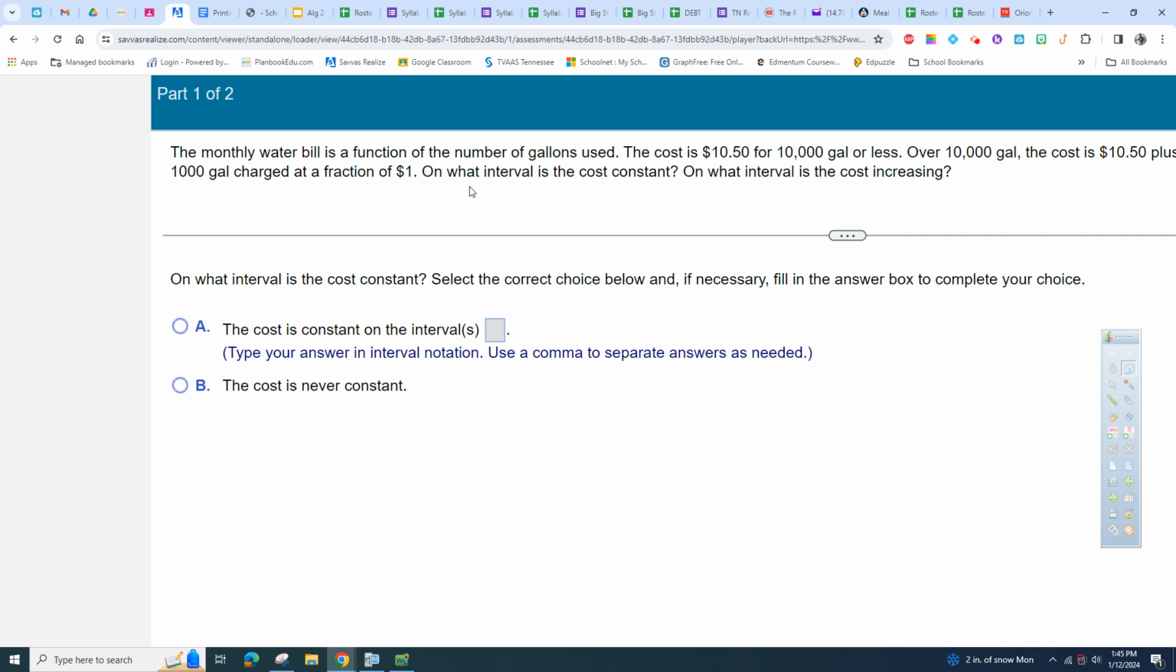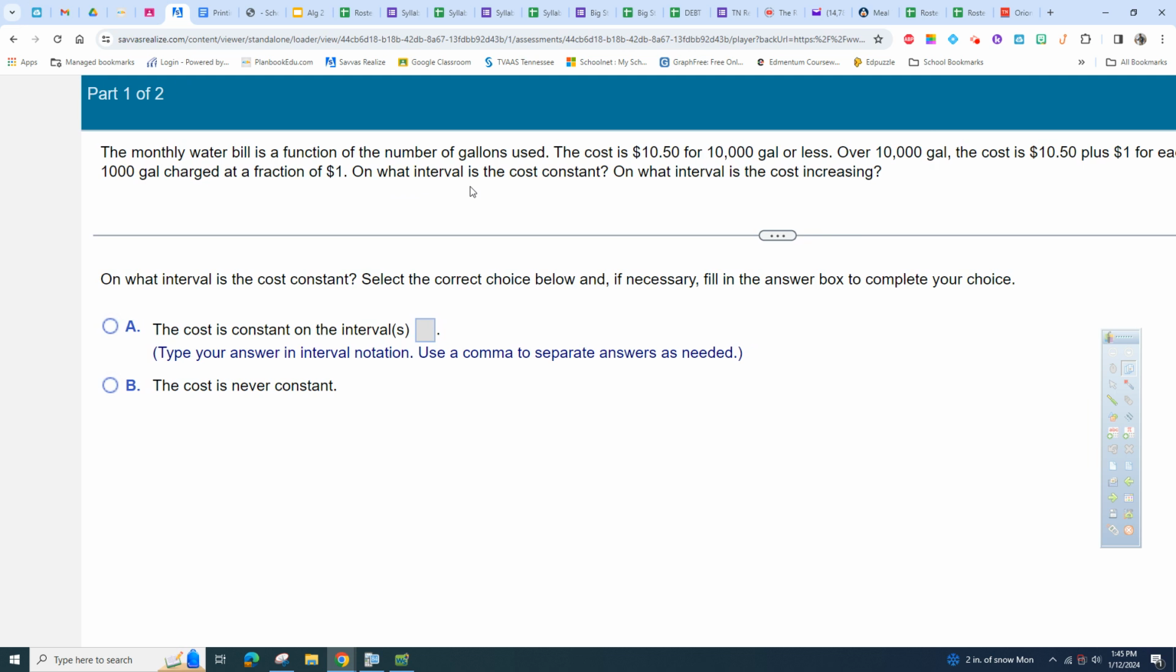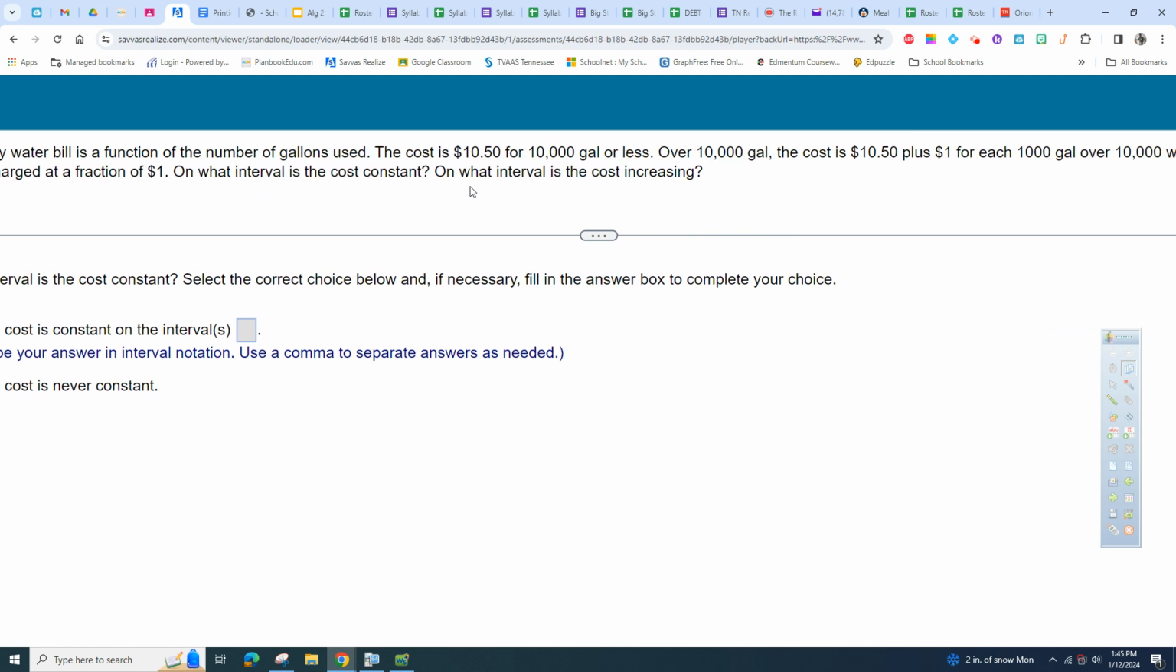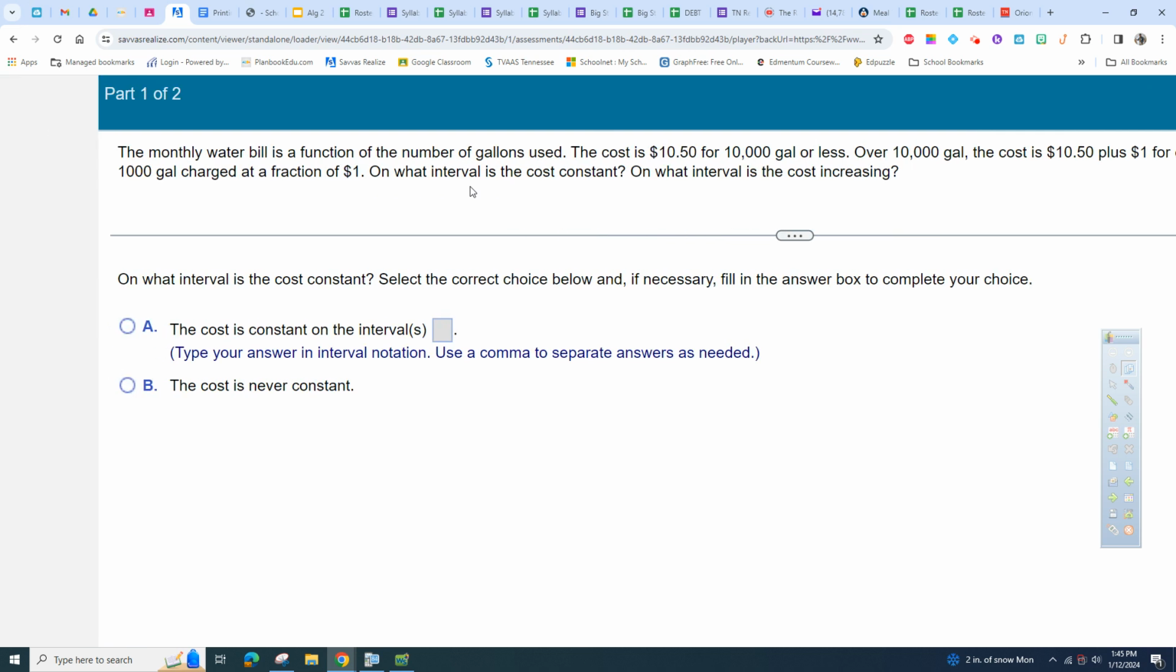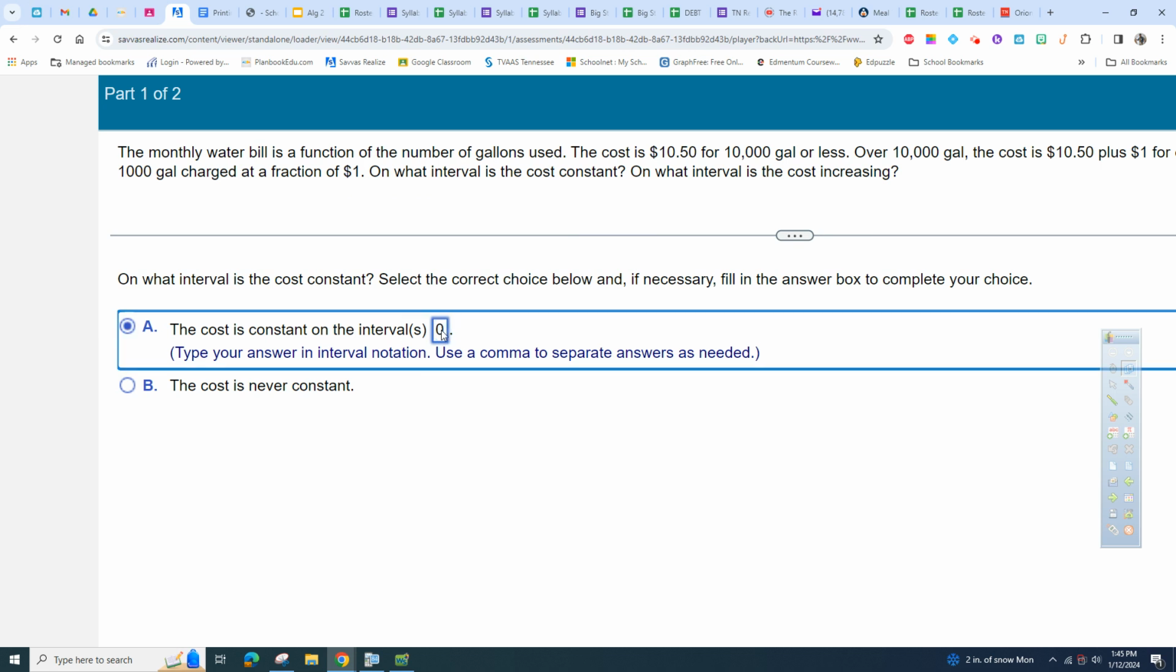On what interval is the cost constant, and on what interval is the cost increasing? Coming up with the formula may be a little weird, but coming up with some intervals shouldn't be too bad. Where's the cost constant? Well, it's constant from 0 to 10,000. You don't have to put that in there, but I'm going to so you can see it easier. So from 0 to 10,000, it's constant.